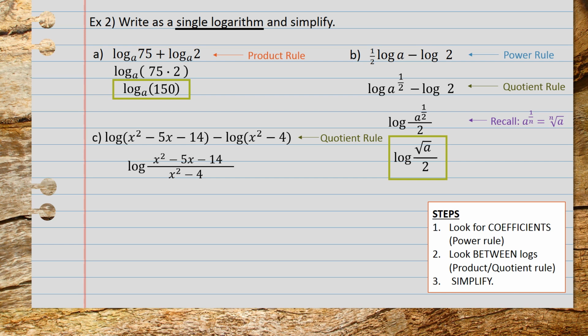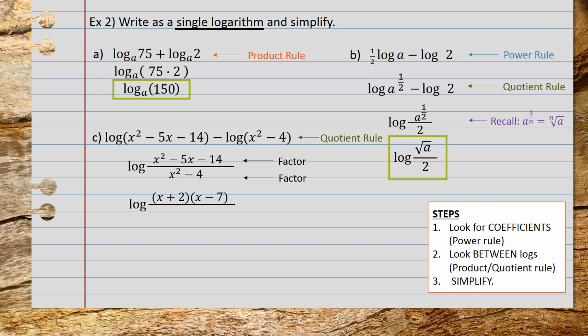So we now have a single log. It's log of a fraction. And we know anytime you have a fraction, you want to reduce. But we can only reduce when things are written in factored form. So we will need to factor the numerator. So take the time now to do that. Hopefully you found x plus 2 times x minus 7.